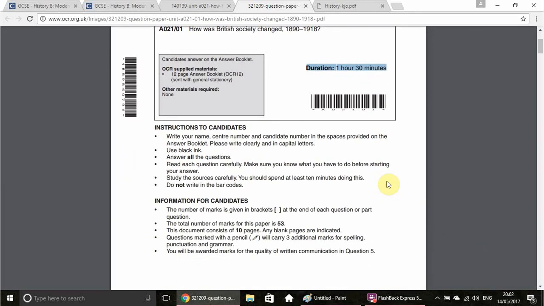Again, as soon as you get the booklet, you're going to read through the front page and make sure that you understand it. For this paper, it's quite simple. You answer all the questions, and there will be 5 questions. The total number of marks is 53, and question 5 has 3 additional marks for spelling.